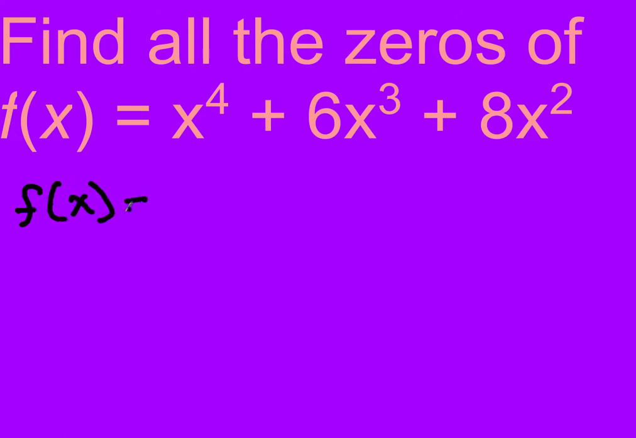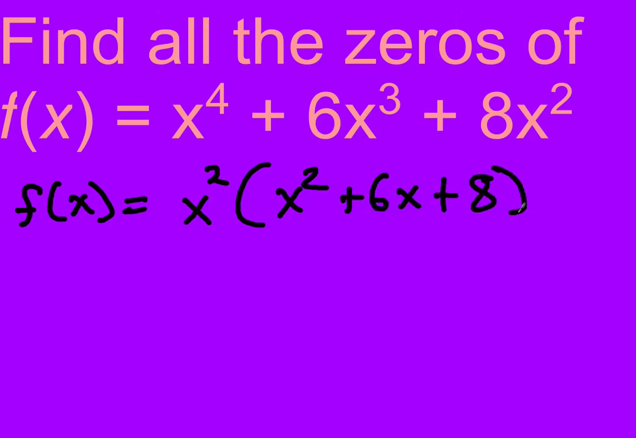So factored form, first things first, let's look for a greatest common factor. Is there anything that all of these terms share in common? The answer is x squared. X squared is the greatest common factor of those three terms. From the first term, you'd be left with x squared. From the second term, you'd be left with 6x. And from the last term, you'd be left with 8.